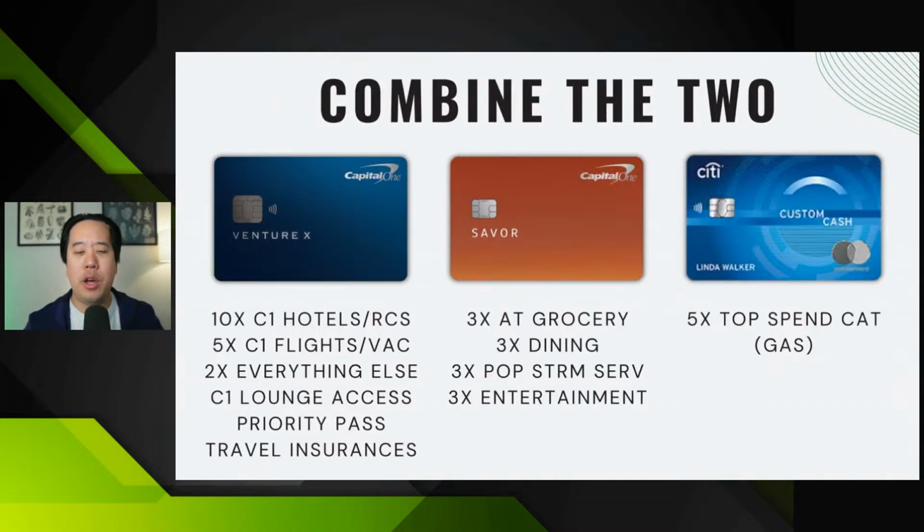So you can see how the Venture X has all those great multipliers, plus that 2x catch-all category on everything else, as well as the lounge access, party pass, and travel insurances. You also have the Capital One Saver card with the food situation, with 3x at grocery, 3x at dining, and 3x entertainment and popular streaming services. And then you have the Citi Custom Cash for another 5x on a top spend category. So I would combine the two of them together, and that may be the better way to go.